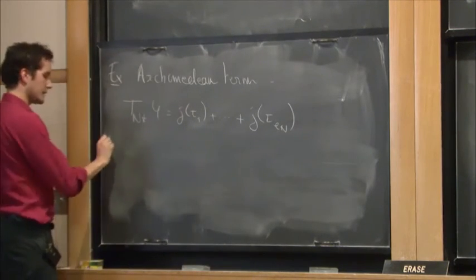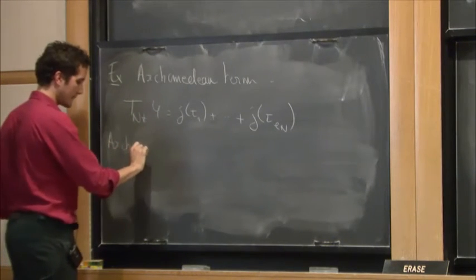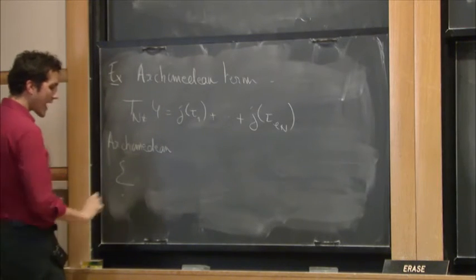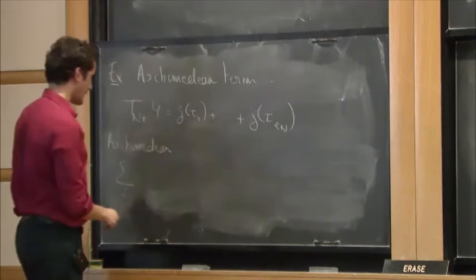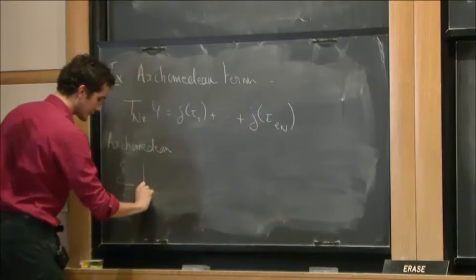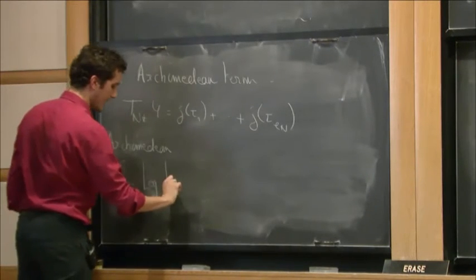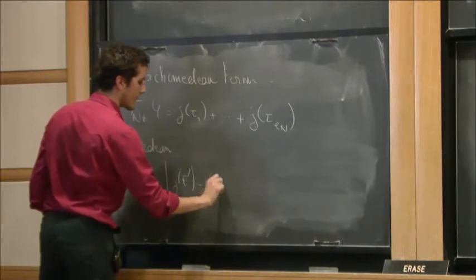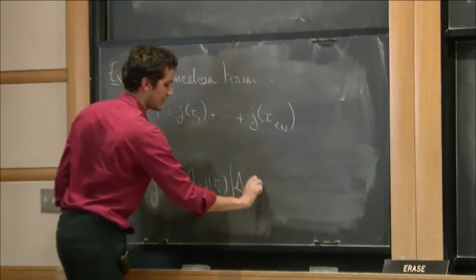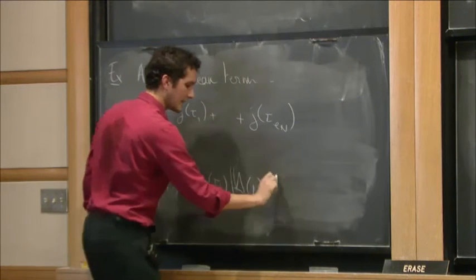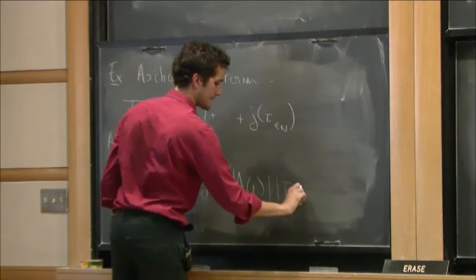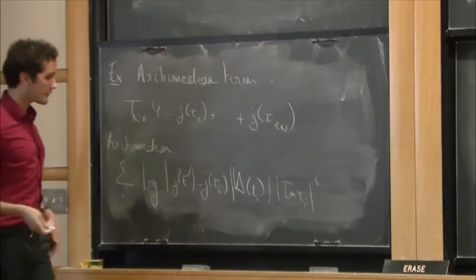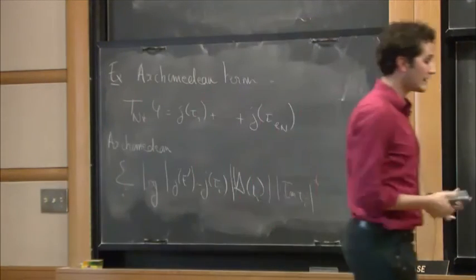Okay, and then Sz, so the Archimedean term is the following thing. This is the sum over i of the log of Sz. So this is the sum of the log of j of E prime minus j of tau_i, times delta of tau_i, times the imaginary part. Okay, so that's what we get. So this is a Riemann sum.